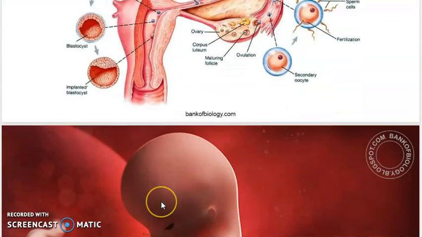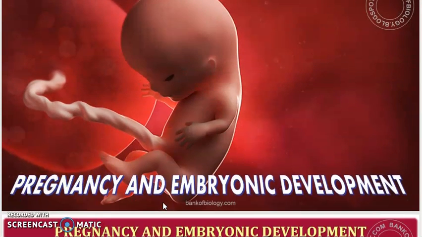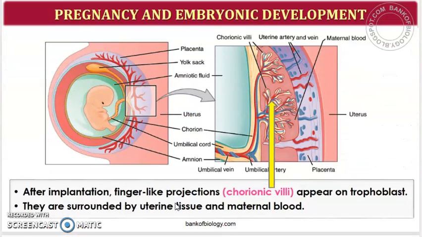Now after implantation, it leads to pregnancy and embryonic development. So the embryo has to develop, and it leads to a process which is called pregnancy. Now let us learn about these two things in detail. After implantation, finger-like projections called the chorionic villi will appear on the trophoblast. This trophoblast is the layer which is attached to the uterus or the endometrium, and after implantation, it will form finger-like projections which are called the chorionic villi.